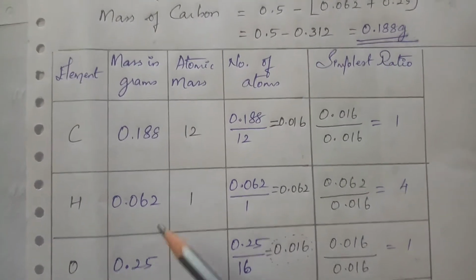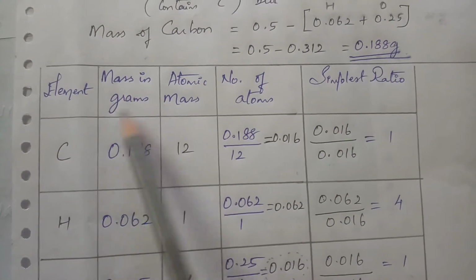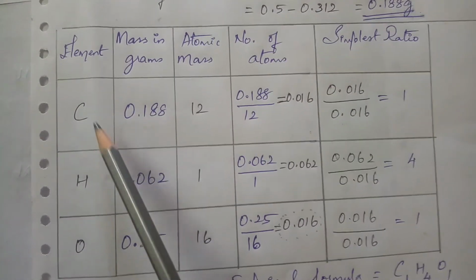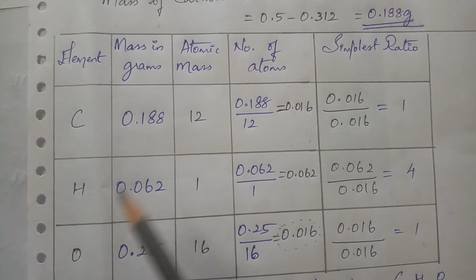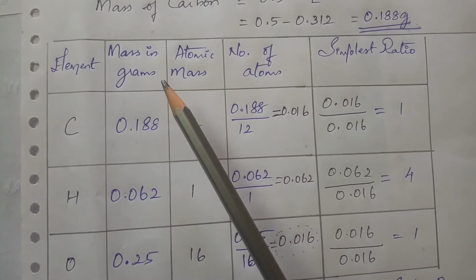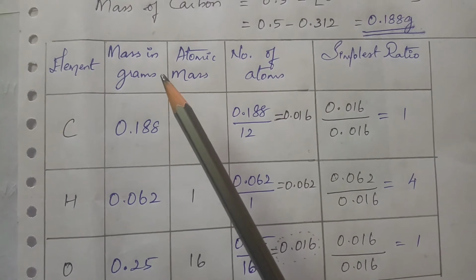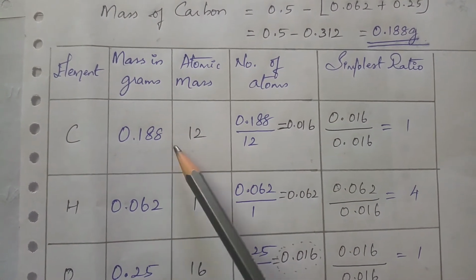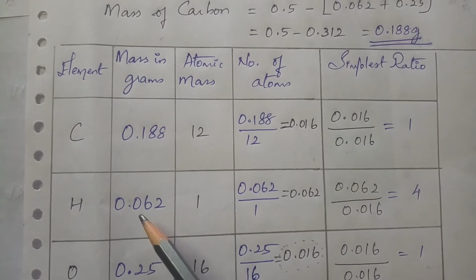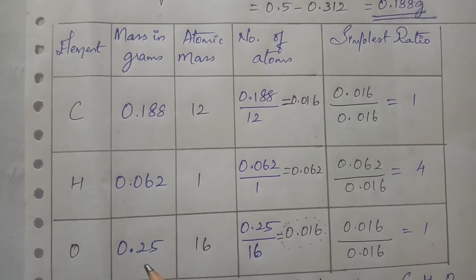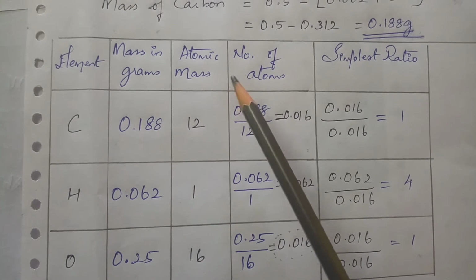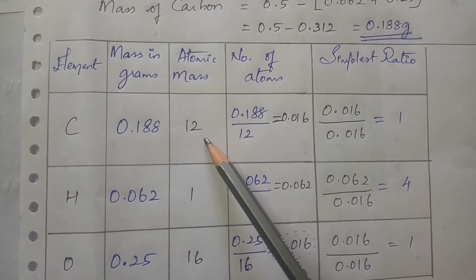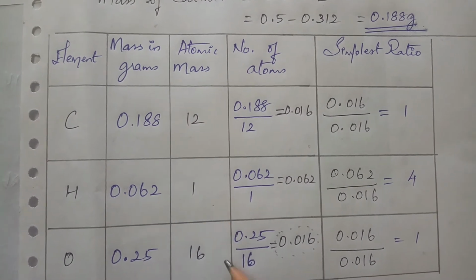Okay, so now the same method has to be followed. The tabulation has to be drawn with 5 columns. In the first column we list out all the elements provided. In the second column, instead of percentage we replace it by mass, which is provided in grams. So the mass of carbon is 0.188, hydrogen is 0.062 and oxygen is 0.25. The third column is the atomic mass of the individual elements. The atomic mass of carbon is 12, hydrogen is 1 and oxygen is 16.